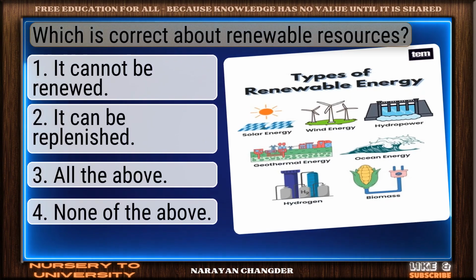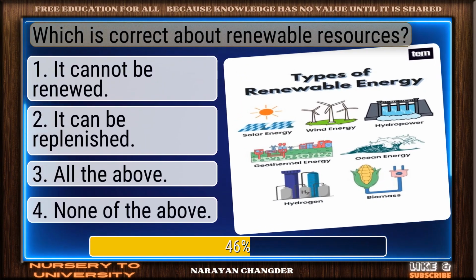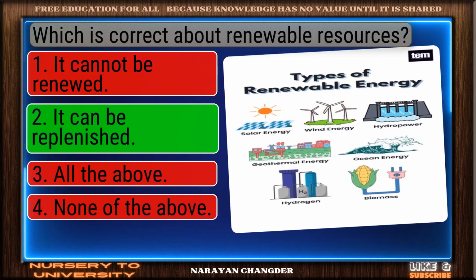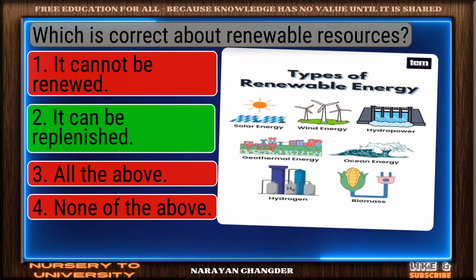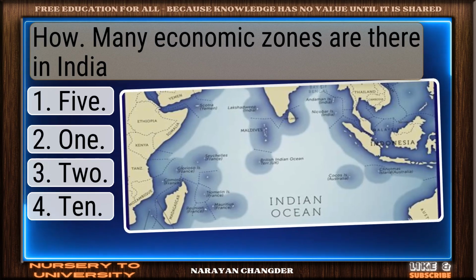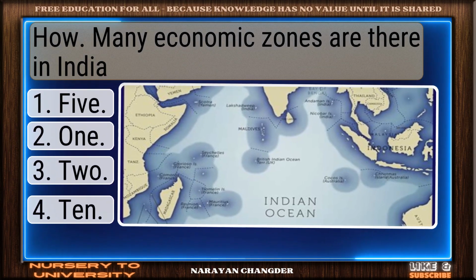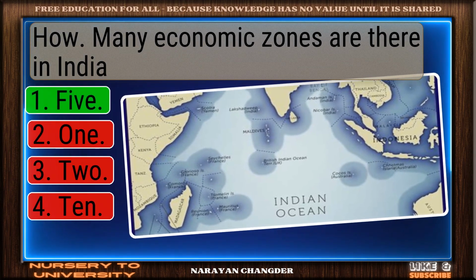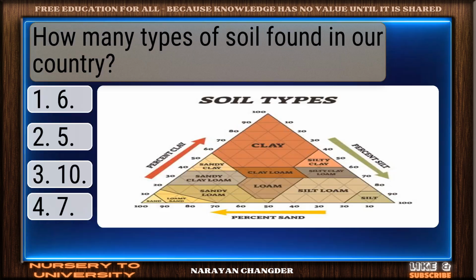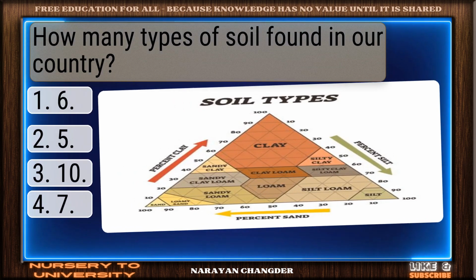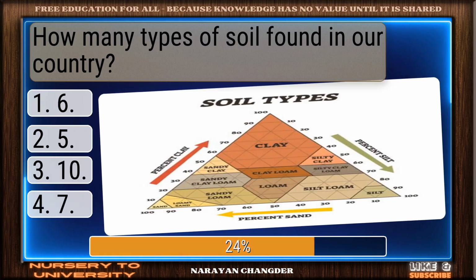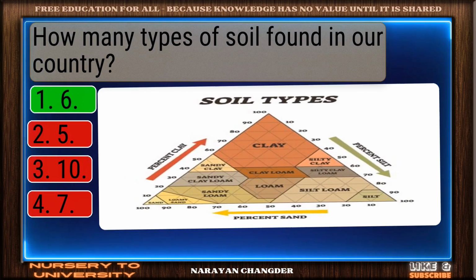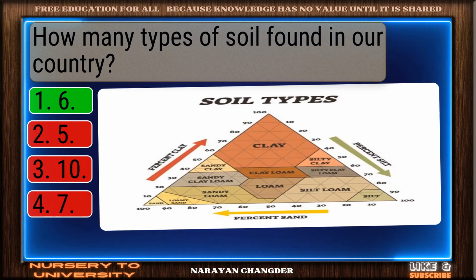Which is correct about renewable resources? Sharp thinking. It can be replenished is right. How many economic zones are there in India? Excellent choice. 5 is right. How many types of soil are found in our country? Nice selection. 6 is correct.